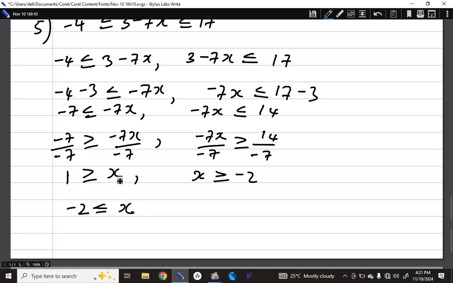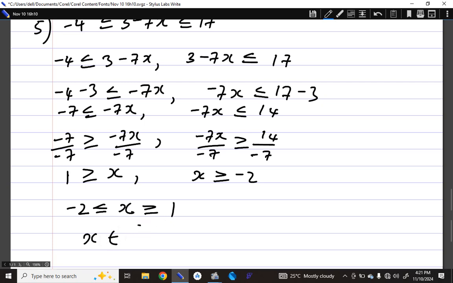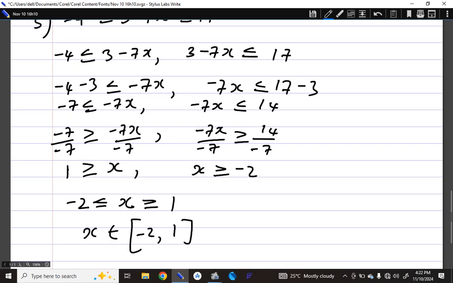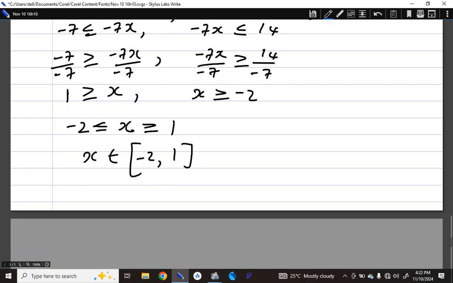Now for this 2, this arrow is pointing at x. So the arrow should be pointing at x. Okay, I will now have my 1 there. So I will now say that my x is an element of the closed interval of minus 2, 1. You close the interval this way. Remember, the reason I use the block closed interval is because of the equality sign I'm seeing there.